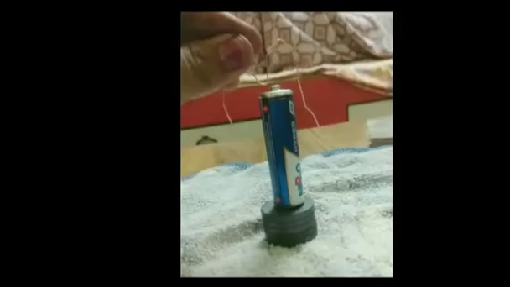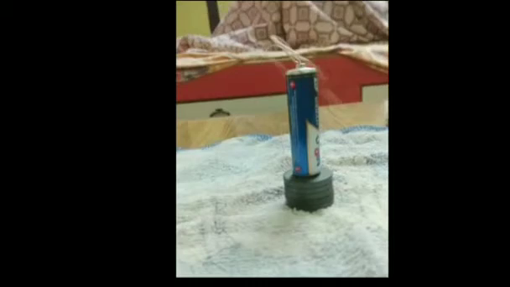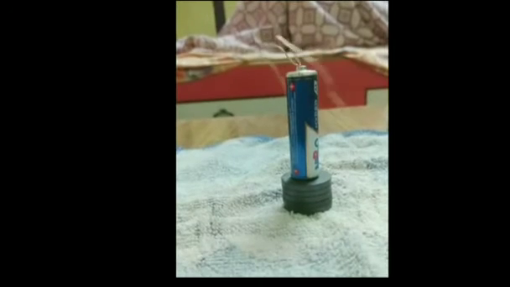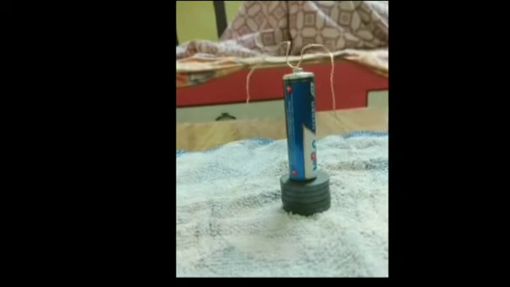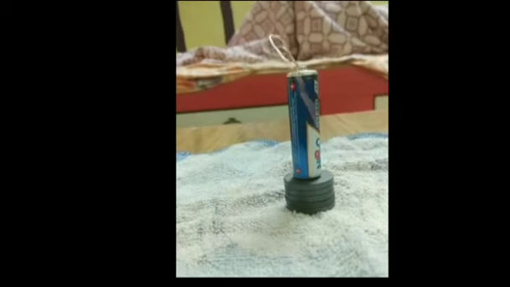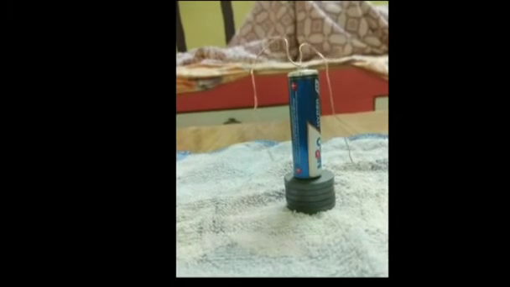Now, our next one is the battery circuit experiment. An electric generator works on the principle of electromagnetic induction and Fleming's right hand rule. So here I have taken a battery, 4 magnets and a copper wire. And when you touch the copper wire on the top, the copper wire will move.